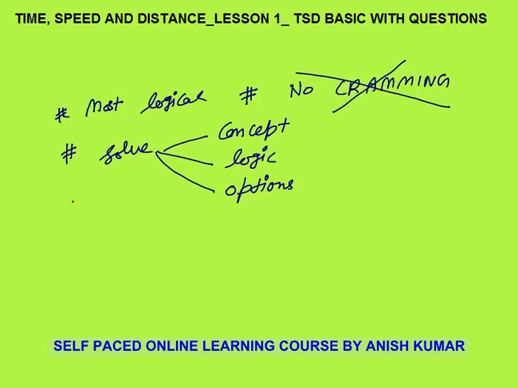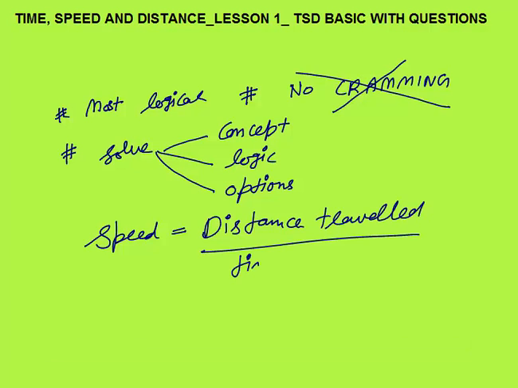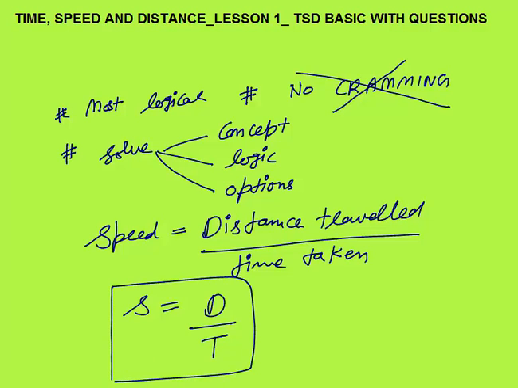Now, let's understand the concept. First, let's see what speed is. We know that speed is equal to distance traveled upon time taken. This is the basic formula in TSD. You can simply say that S = d/t, where d is the distance traveled and t is the time. This is the only formula or only concept in this chapter. The rest is the application of this concept.